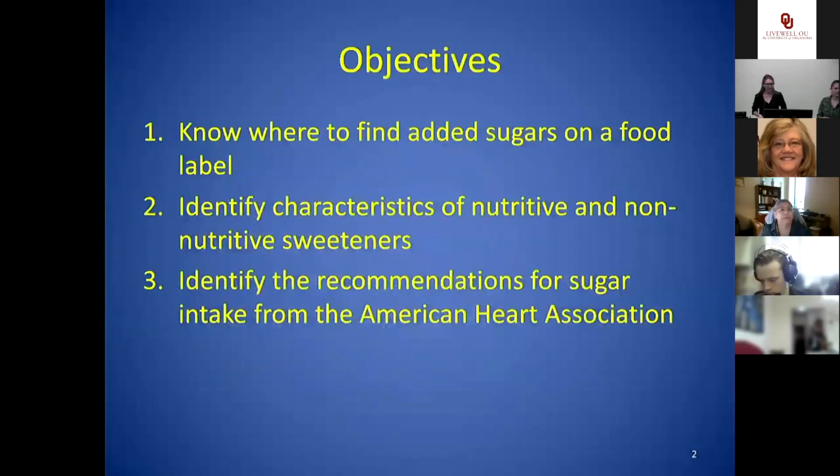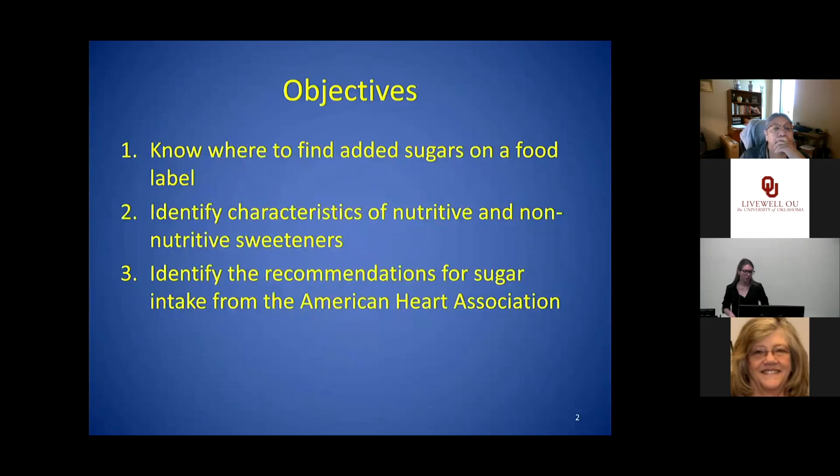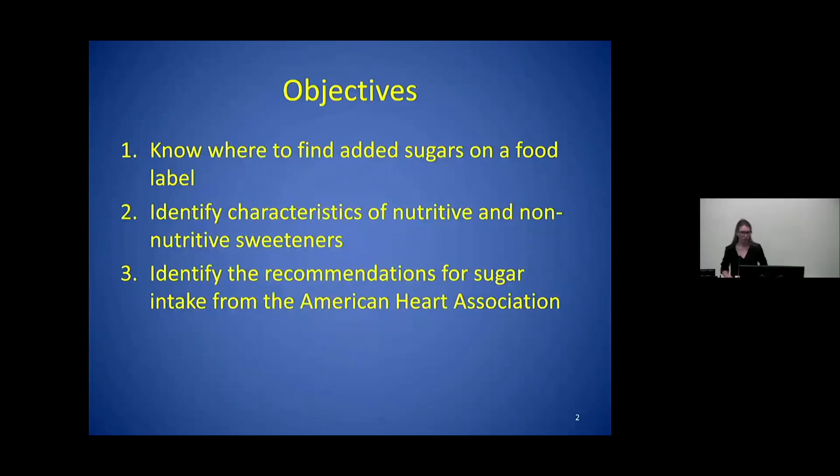All right. So we have a couple objectives for you guys today. The first one is to know where to find added sugars on a food label. The second one would be to be able to identify characteristics of nutritive versus non-nutritive sweeteners. And then lastly, to be able to identify the recommendations for sugar intake according to the American Heart Association.